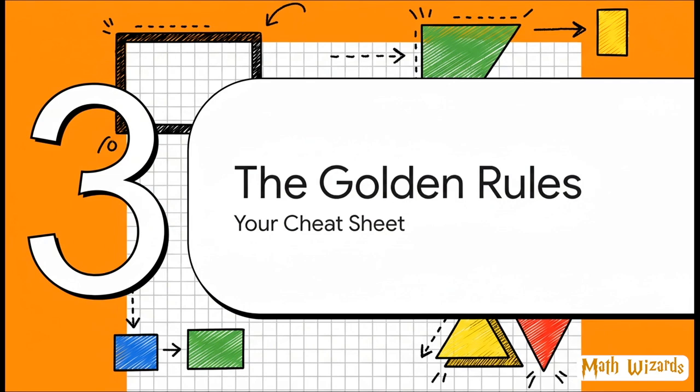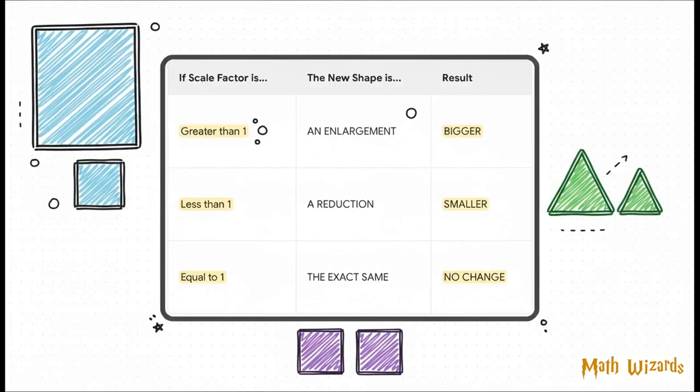So by now, you're probably starting to see a really clear pattern, right? Let's just lay it all out there. This is the big aha moment. This is your ultimate cheat sheet for scale factors. I mean, look how simple this is. If your scale factor is greater than 1, it's an enlargement. The shape gets bigger. If the scale factor is less than 1, like a fraction, it's a reduction. The shape gets smaller. And what if the scale factor is exactly 1? Well, nothing happens. The shape stays the exact same size. So cool, right? 3 simple rules that cover everything.